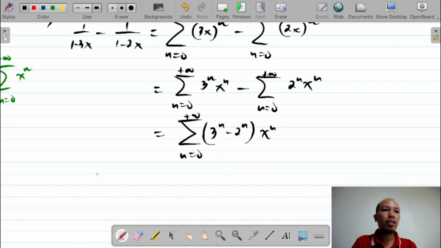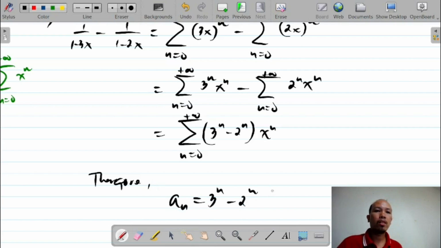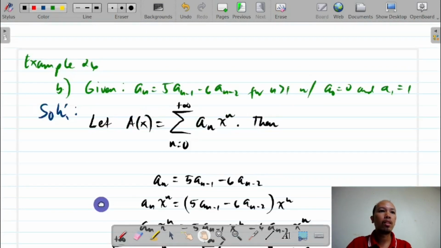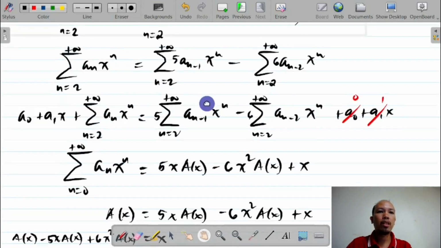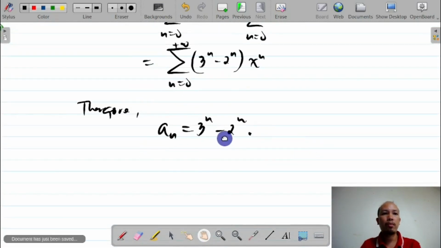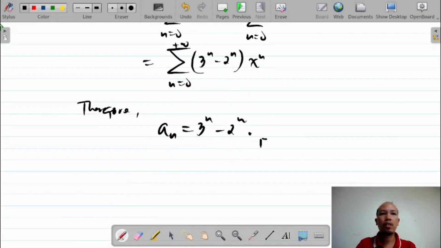So this implies that a sub n is equal to 3 to the n minus 2 to the n. Okay, but as I've said, our given is in terms of a of n, so we will not write it as a sub n plus 1. So this is the final answer. Okay, so that's the final answer.